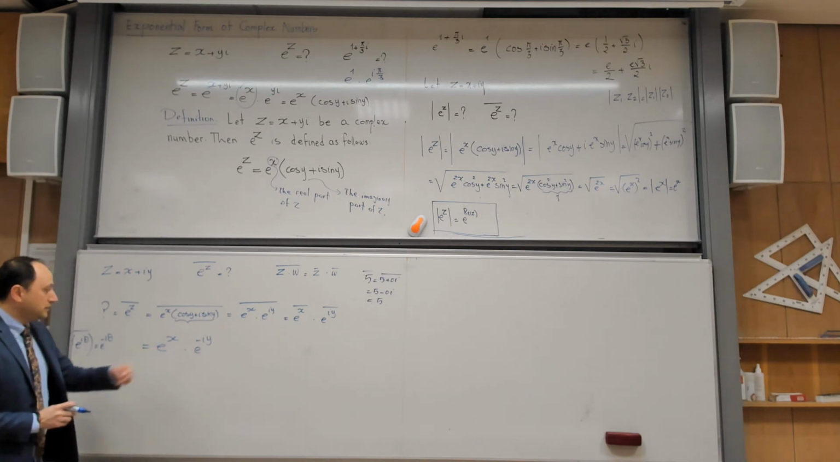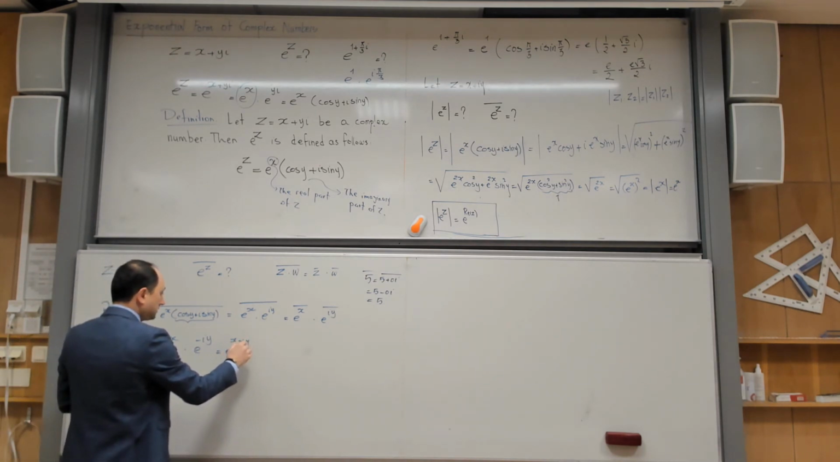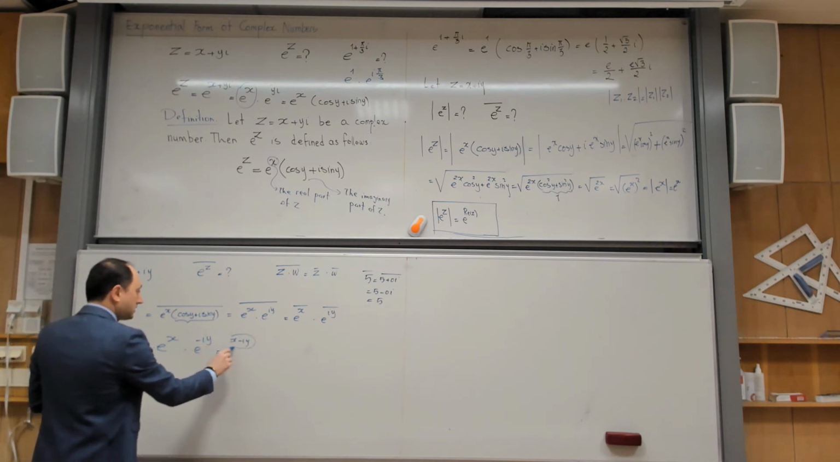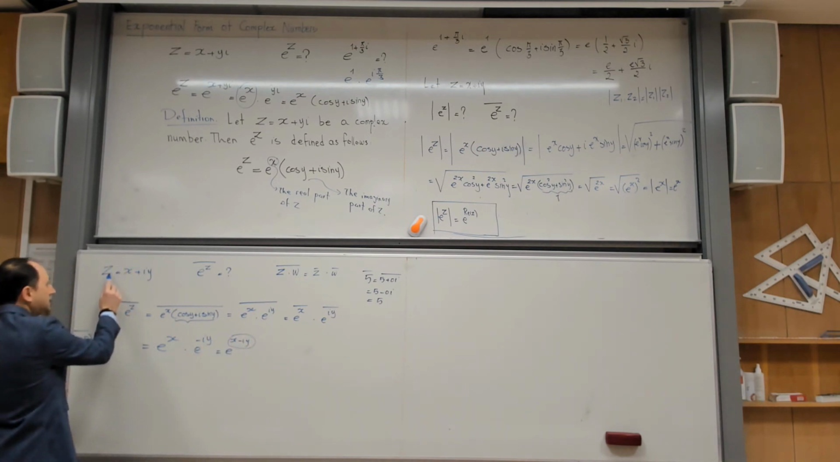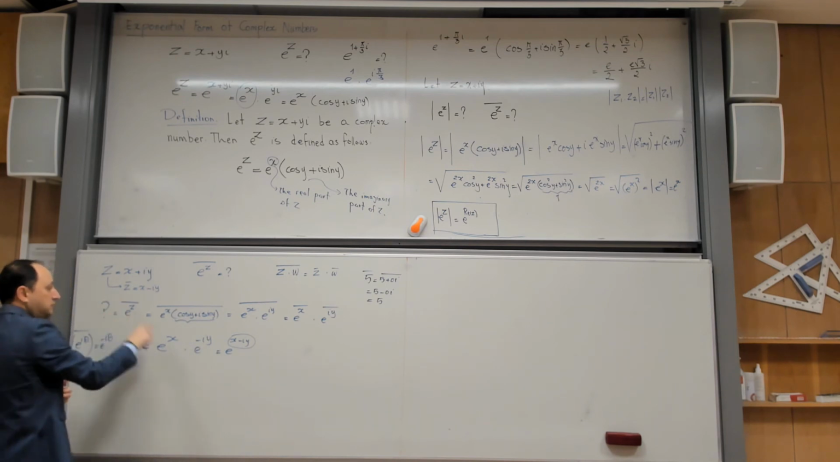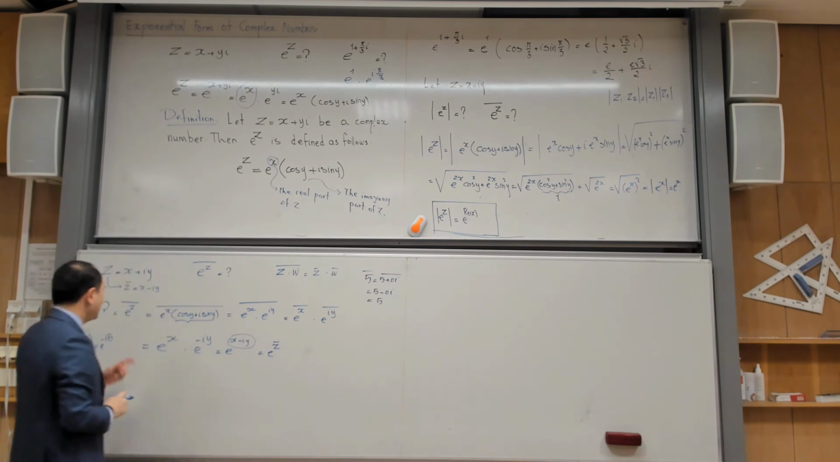And now what happens here? You can combine them back again. But now if I ask you what is this, the answer is simple. Z is this number, so what is Z bar? Z bar is x minus iy, which is exactly the expression that appears here. So this is nothing except e to power Z bar. So it's a nice relation.